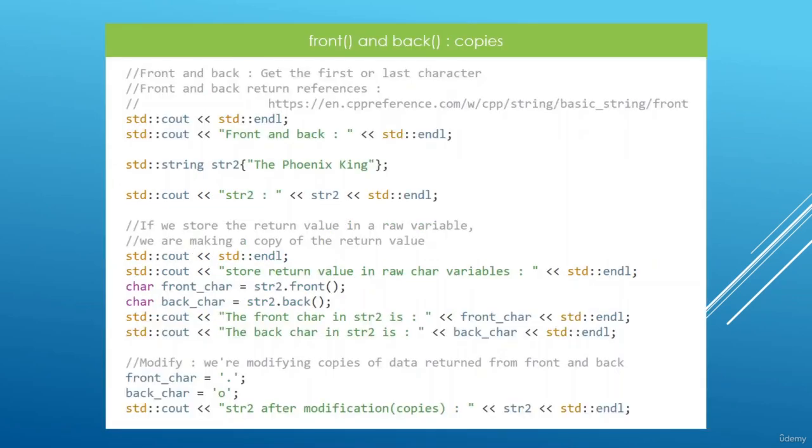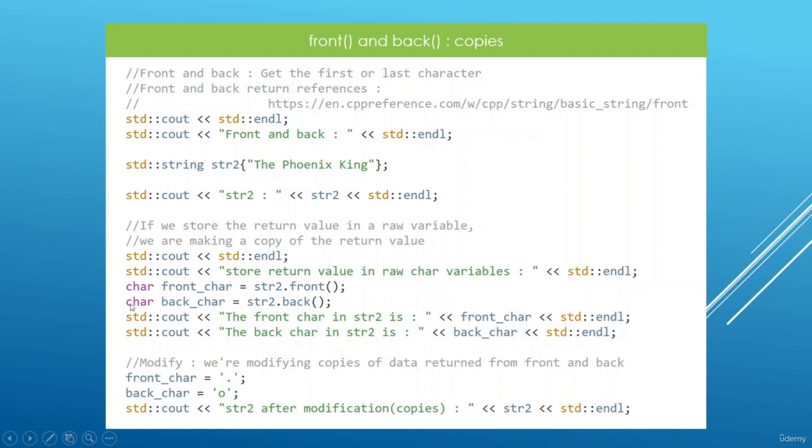There are also a few behaviors we can use to get the front and back characters. This is going to give us copies if you use them as you see here. For example, here we have our string, which is the Phoenix King, and here we have a variable, and it is of char type, and we're going to call str2.front(). This is going to give us the front character, which is going to be the F here. We can also use the back behavior and get the back character, which is going to be this K here. If we print them out, we're going to see them printed out.